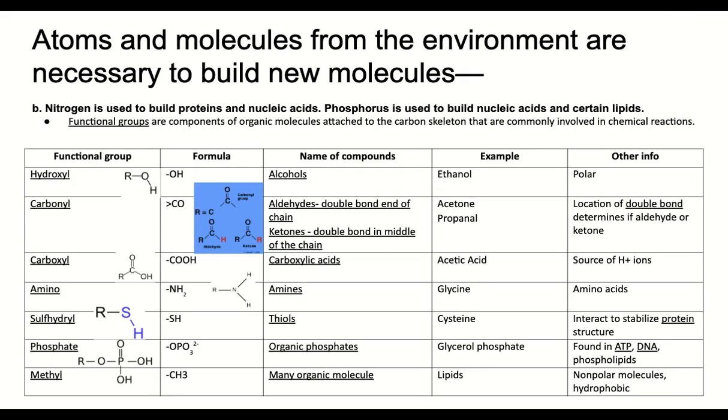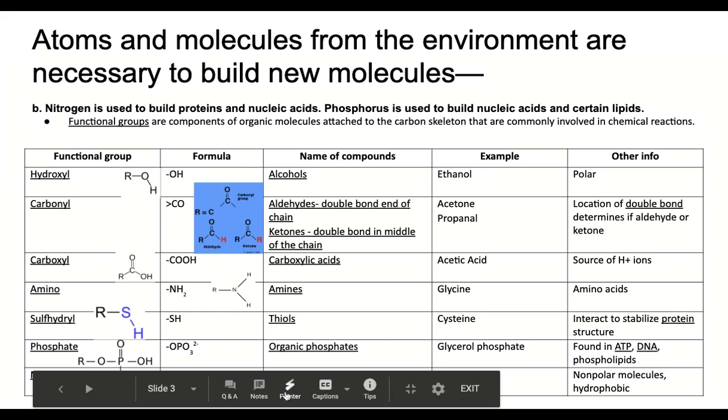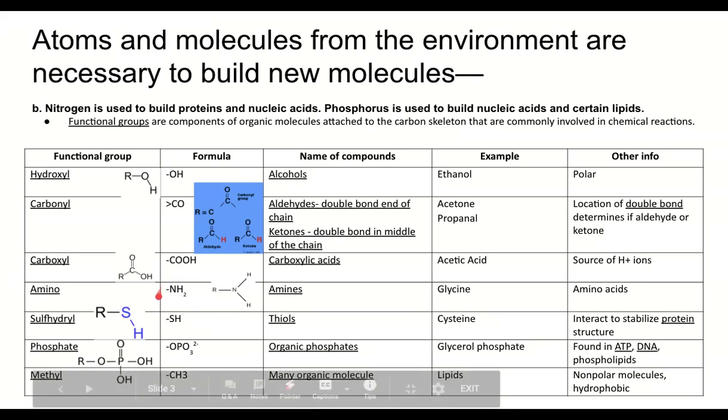Next, let's move on to nitrogen. So nitrogen we're going to find in amino groups here on our functional table. Here we go. Here's my amino group. That's what I was trying to get to work.